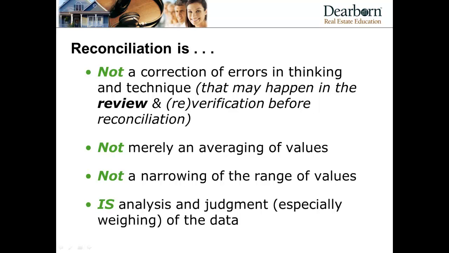And then it stresses also it's not a narrowing of the range of values. The value indications you get, either between approaches or within the sales comparison approach, need to be accepted as they are. You've done your best to understand and to adjust for the differences, and the values lie where they do, and the reconciliation doesn't narrow those down. It makes a judgment of which to give more weight to, or where in that range is the most probable value of the subject. But it's not a narrowing down of the range. It's an analysis of the range of the values.